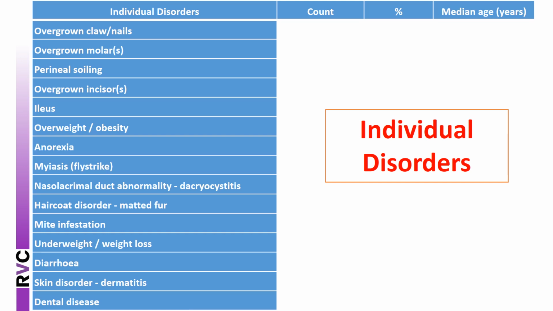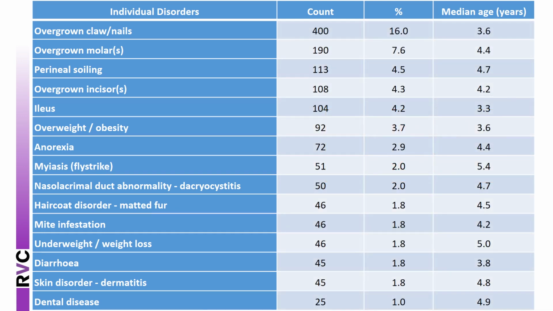When we look at the most common disorders that we're seeing, a lot of these were related to nails, teeth, perineal soiling, bowel problems, and obesity. 7.6% of these rabbits were seen for overgrown molars and 4.3% for overgrown incisors. 4.5% had perineal soiling. This is where fecal material builds up in clumps around the back end. Almost 4% were deemed to be clinically overweight. So these are a very good indication of key health issues in rabbits.